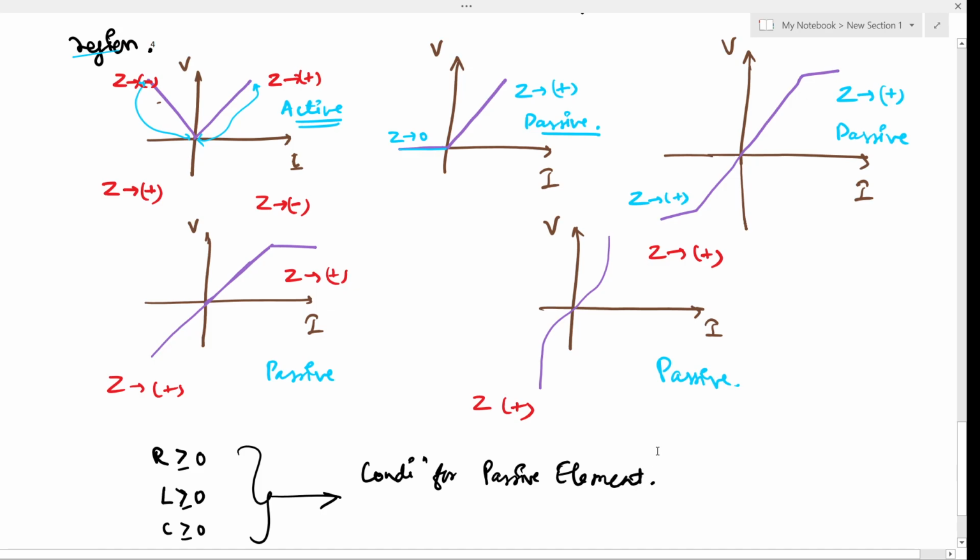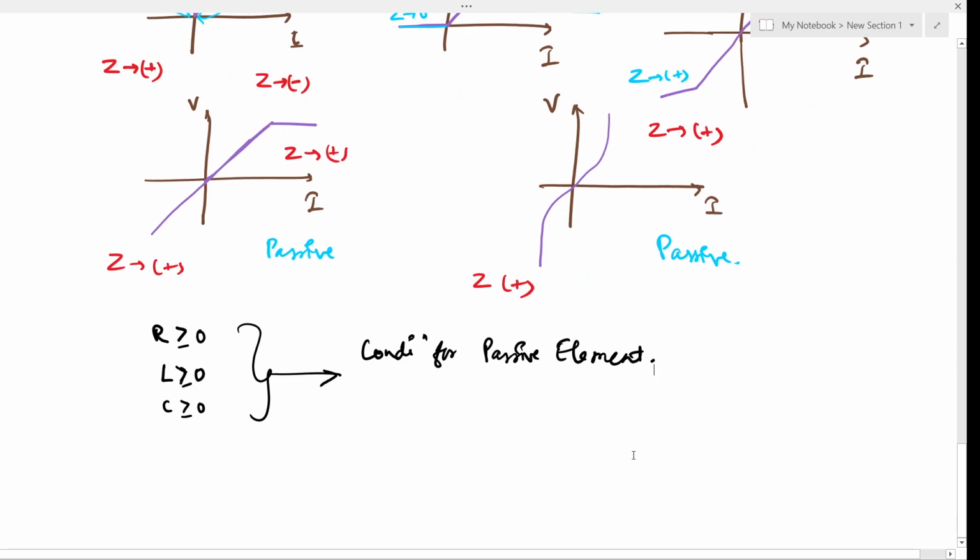Means it is not storing the energy. In case of an inductor, which type of device is it? Energy storage device. And capacitor is a charge storage device. If it is not storing the energy or charge, in that case this element will work as a passive element. If R is less than 0, L is less than 0 and C is less than 0, this is the situation when this type of element will act like an active element, the condition for an active element.